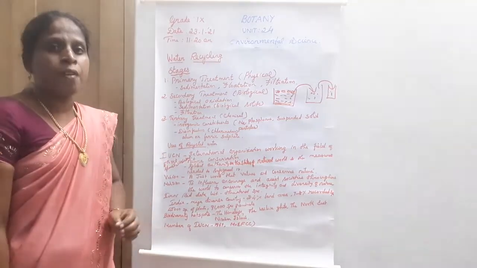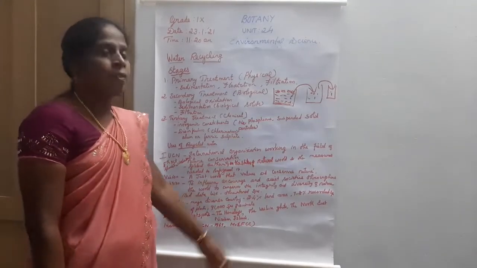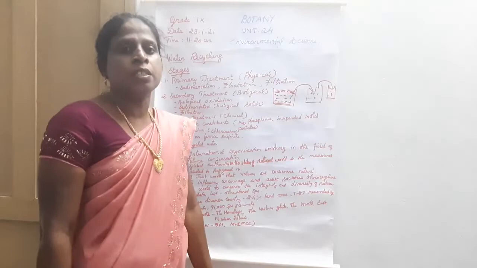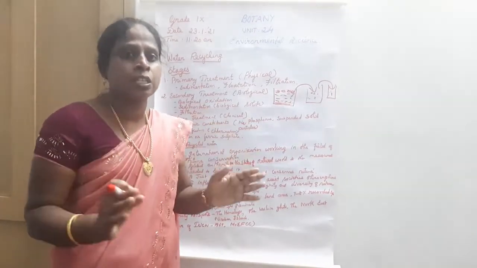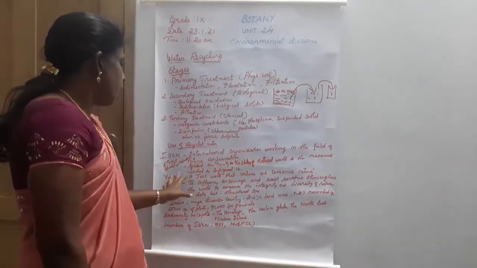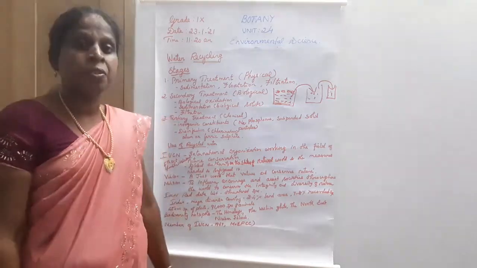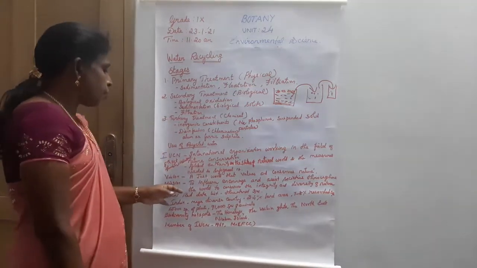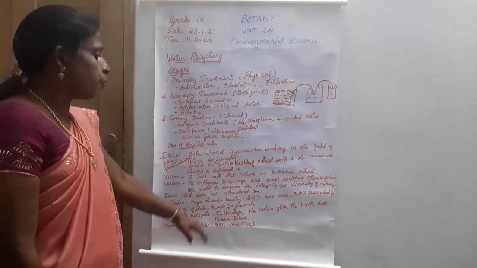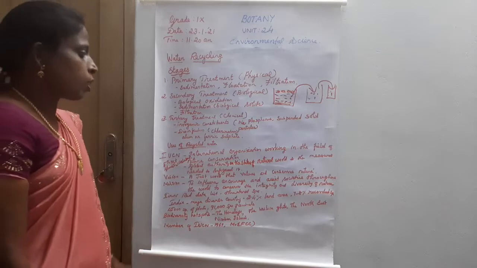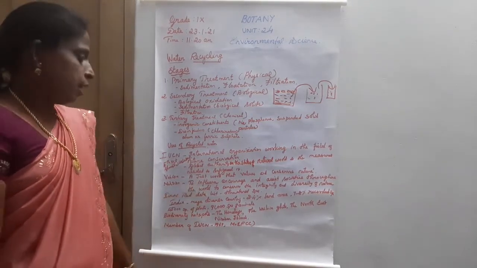What is the vision of IUCN? The vision of IUCN is a just world that values and conserves nature. That is the vision of IUCN. Then the mission of IUCN: the mission is to influence, encourage and assist societies throughout the world to conserve the integrity and diversity of nature.